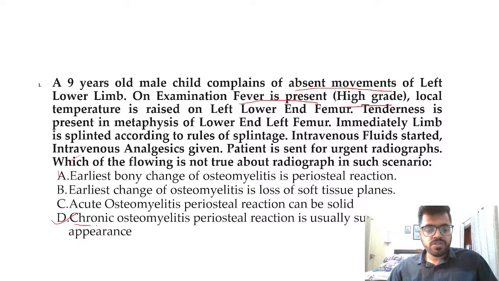In chronic osteomyelitis, as we have already seen, the periosteal reaction is usually onion skin, same as in Ewing's. It is not sunburst. Sunburst is seen in malignant tumors like osteosarcoma. Rest all statements are true.